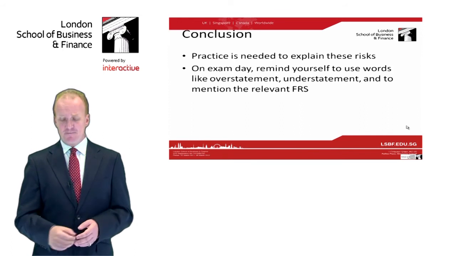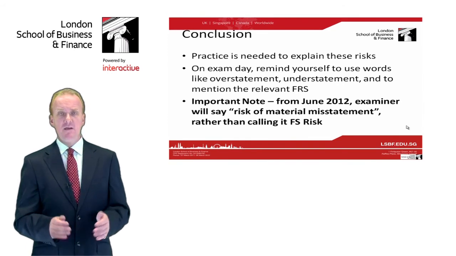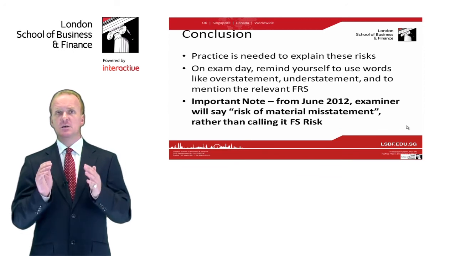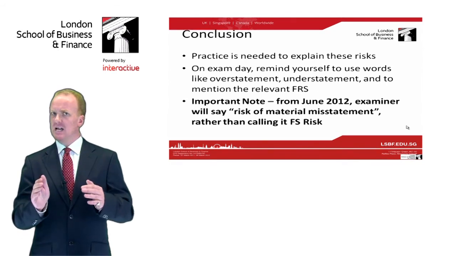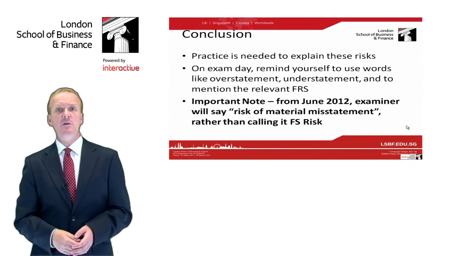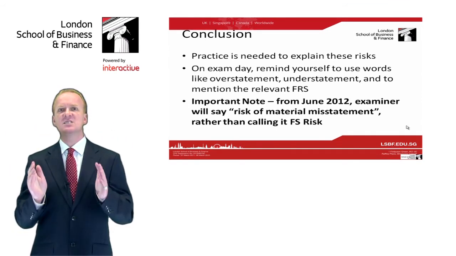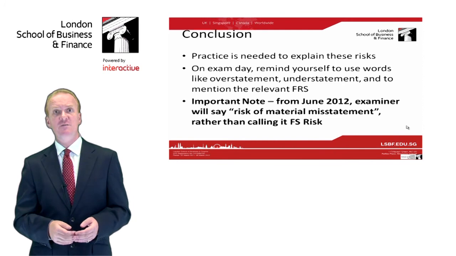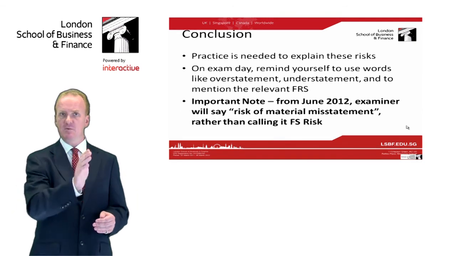One final thing I need to add. In a recent article, the P7 examiner has made it very clear that from the June 2012 sitting onwards, she's not going to use the term financial statement risk in the requirements. Now, she has used that term a lot in the past, but instead of using the technical term financial statement risk, from now on, she's going to ask you to describe the risks of material misstatement. It's the same thing, just different words. So everything I've presented to you in this short video still is very, very true. But she won't use the words financial statement risk anymore.